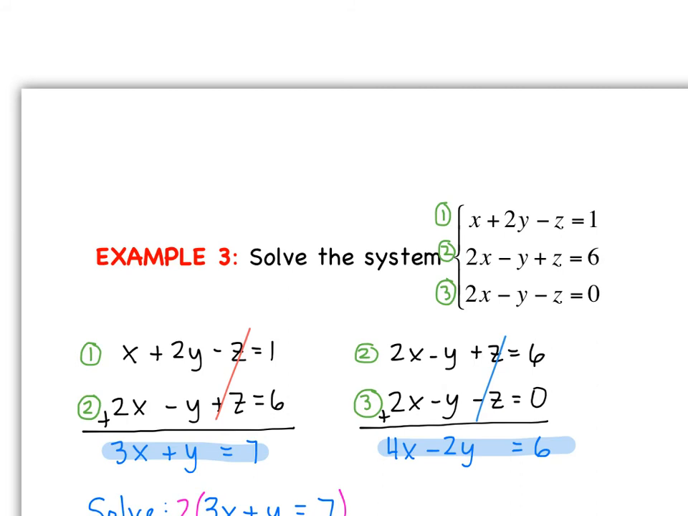So now what we have is a 2 by 2 system of equations. 2 equations with 2 of the same variables. So our next step is to solve this 2 by 2 system for x and y. I want you to pause this video right now, and I want you to solve the system between these 2 equations, and then check back when you're done.